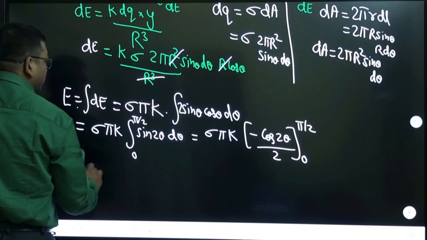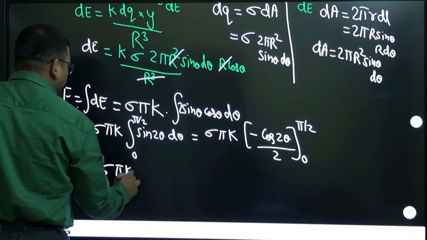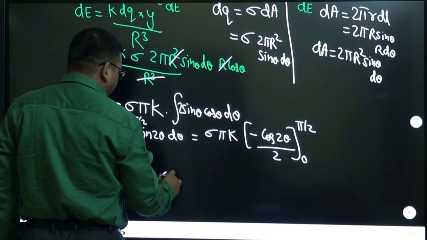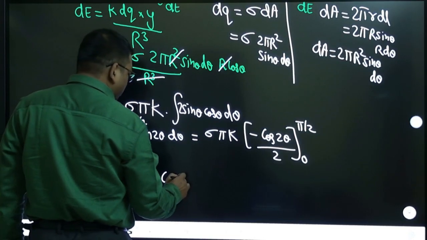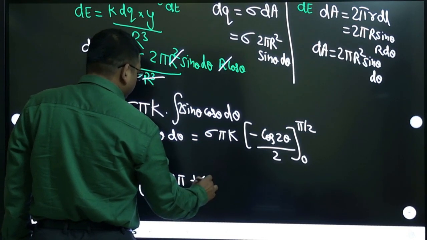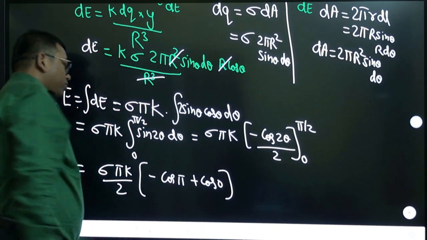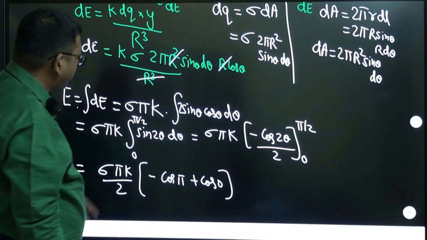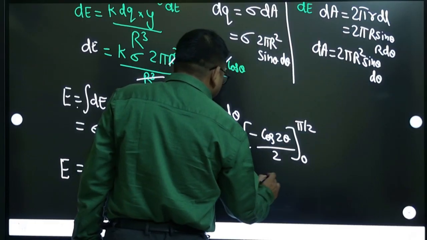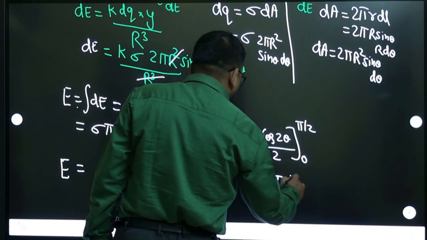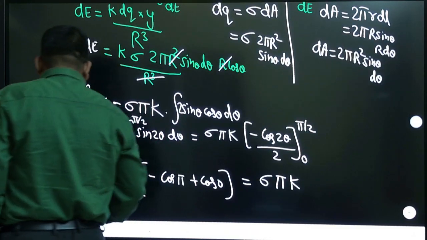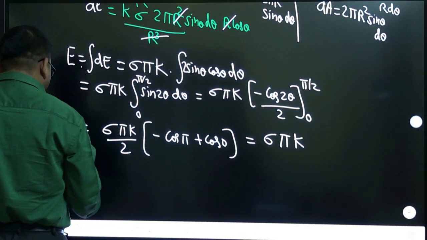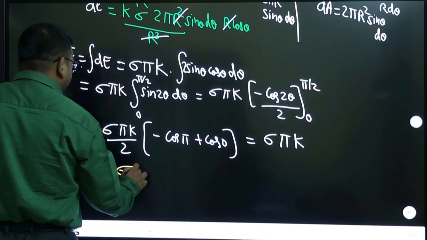So electric field becomes sigma pi k, 2 also taken out. Then put minus: this becomes minus cos 2 times pi by 2, which means cos of pi, plus cos of 0. And cos of pi itself is minus 1. So minus minus 1, plus 1, that is 2, and the 2s get cancelled. So you are getting this formula, sigma pi k. Very, very important formula to record in mind: the electric field at the center becomes sigma pi k.